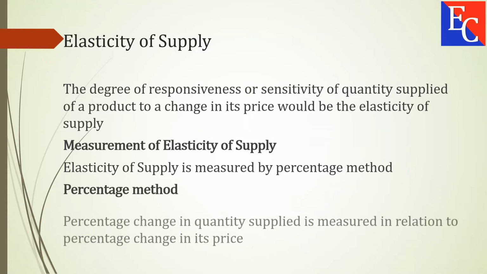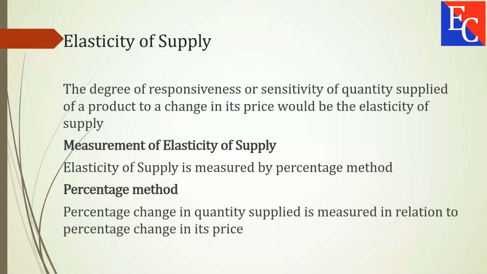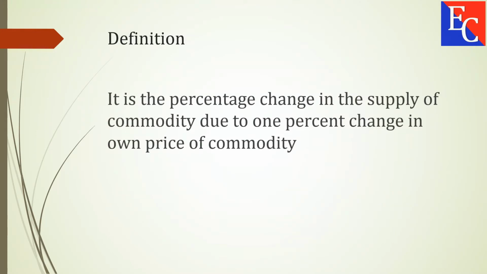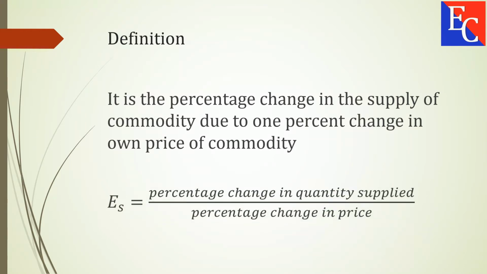Percentage method. Percentage change in quantity supplied is measured in relation to percentage change in its price. Definition: it is the percentage change in supply of a commodity due to 1% change in price of a commodity. Elasticity of supply is equal to percentage change in quantity supplied divided by percentage change in price.